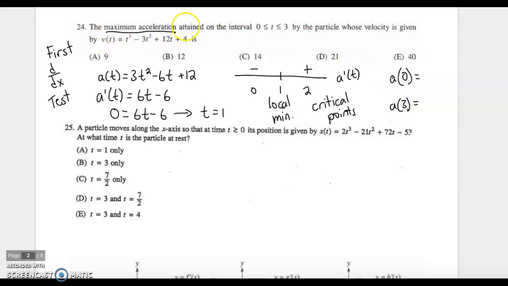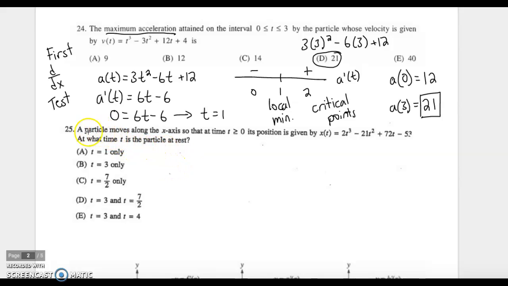And then I'm looking for the maximum acceleration, like the actual value, so my answer is going to be one of these numbers. All right, A of 0, if I plug it into my acceleration function, would be 12. And then I also have to find A of 3. If I plug 3 in there, I get 3 squared minus 6 times 3 plus 12. So I get 27 minus 18, which is 9. 9 plus 12 is 21, which means that my maximum acceleration I actually reach is 21. So D.